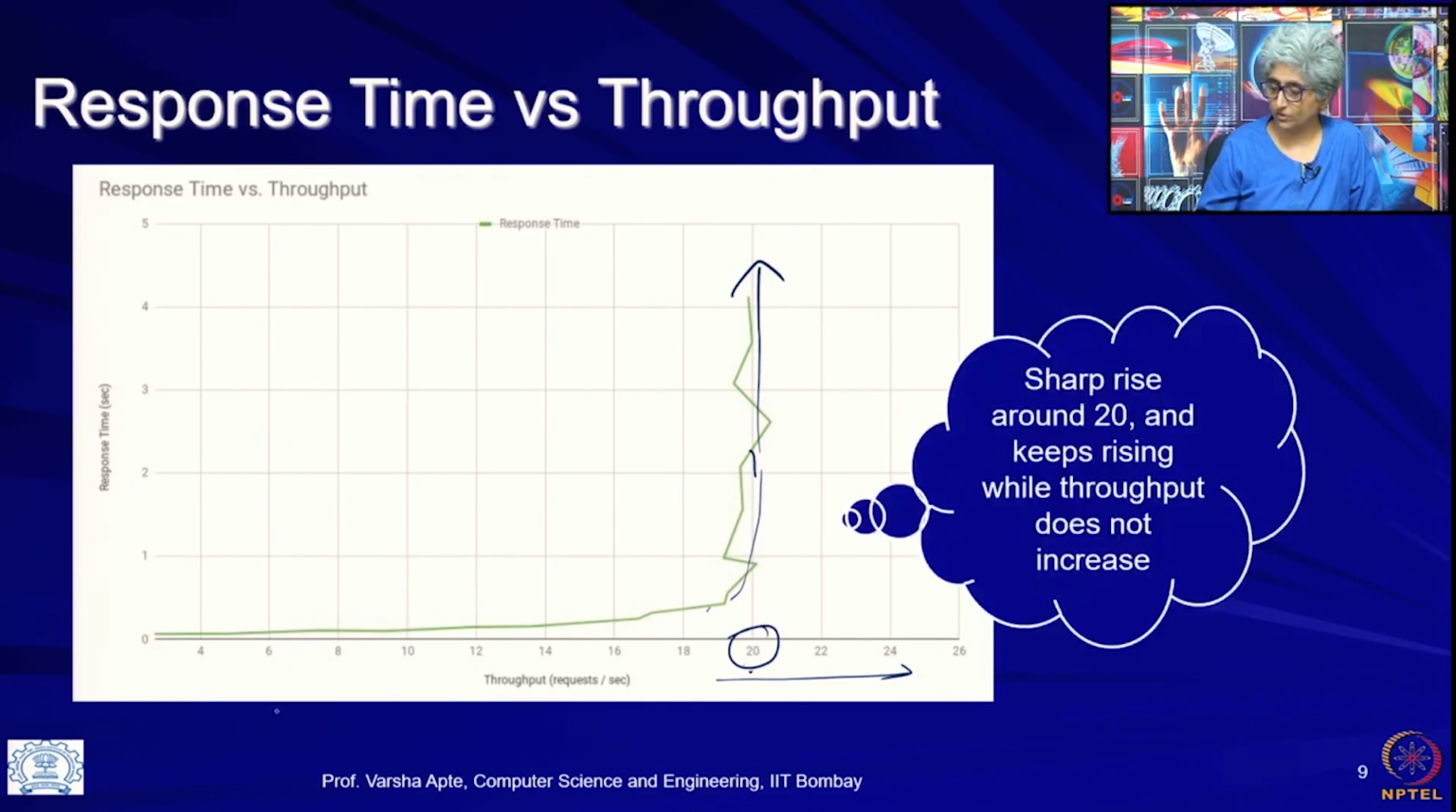Okay. So, there is a sharp rise because you are never going to get a value of throughput higher than 20, because that is just the maximum capacity of the system, whereas response time keeps increasing. So, it is sort of like having multiple values going on increasing for the same x value.